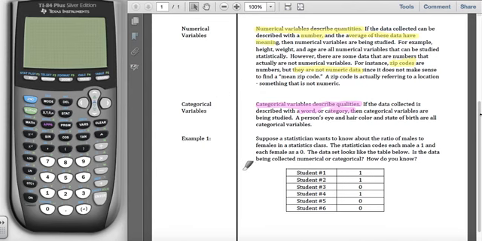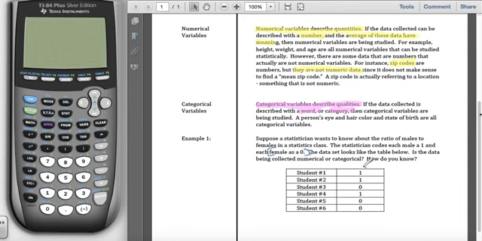So let me wrap this video up with a quick example. Example 1 says, suppose a statistician wants to know about the ratio of males to females in a stats class. The statistician codes each male as a 1 and each female as a 0. The data set looks like the table below. Is the data being collected numerical or categorical, and then how do we know? So student number 1, they're a 1, that means they're a male. Student number 2, also a male. Student number 3 is a 0, so that's a female according to this key up here. 4 is a male, and then students 5 and 6 are female.